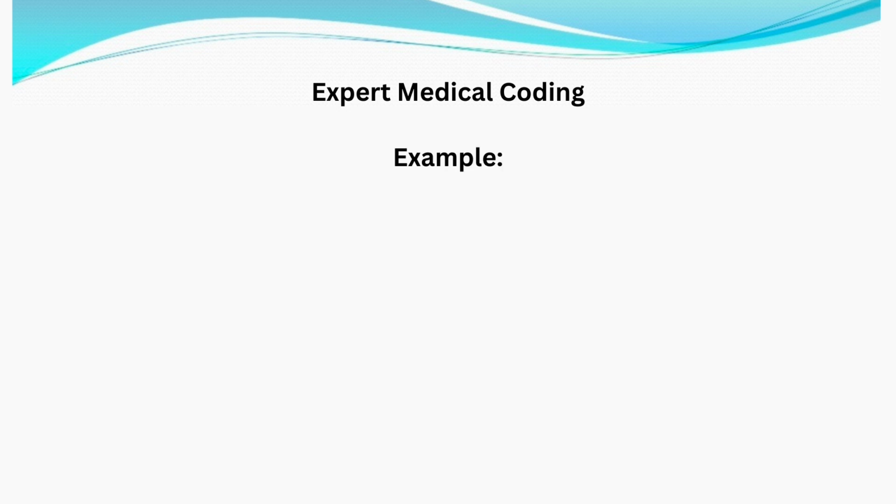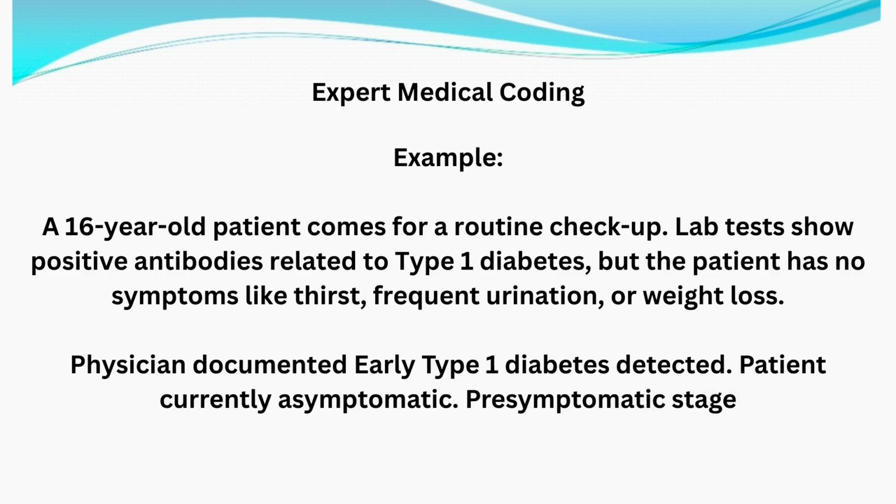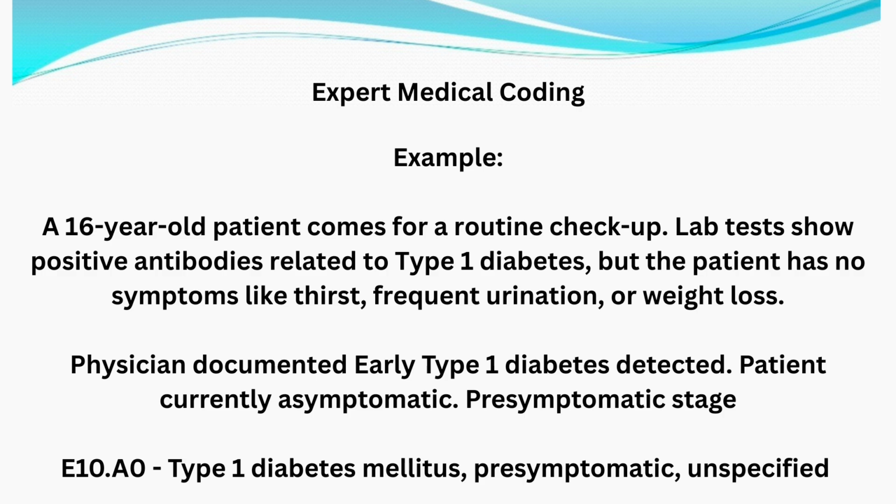Let us see an example here. A 16-year-old patient comes in for a routine checkup. Lab tests show positive antibodies related to type 1 diabetes mellitus, but the patient has no symptoms like thirst, frequent urination or weight loss. So the physician documented early type 1 diabetes detected. Patient currently asymptomatic, presymptomatic stage. For this, we need to assign code E10.A0, type 1 diabetes mellitus presymptomatic, unspecified.